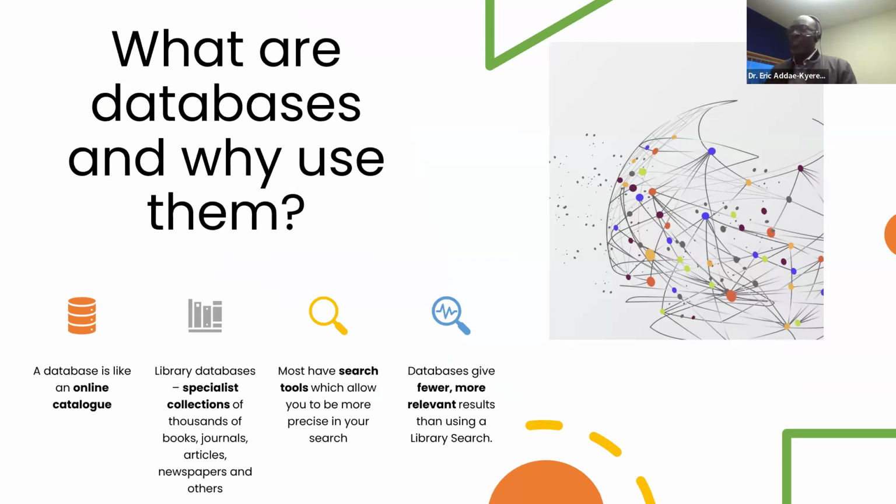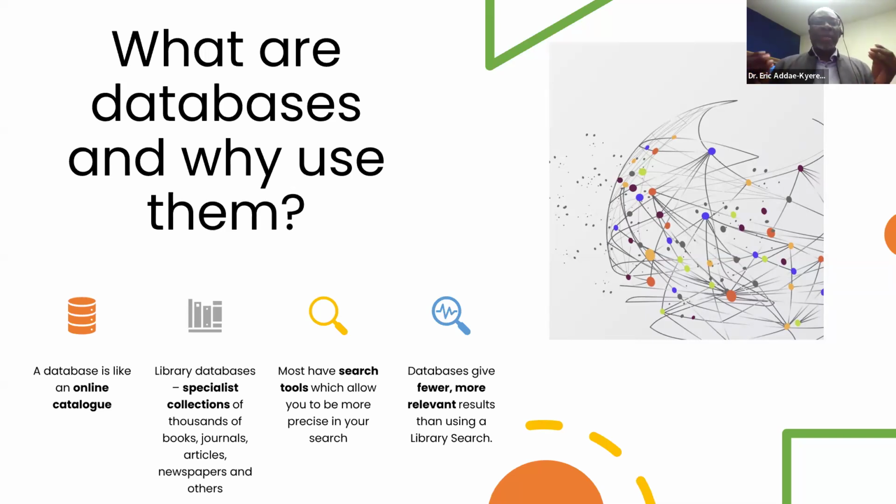So apart from the physical books that you can find on the shelves, you will be accessing an online repository or an online database, which is like a catalog, which has lots and lots of information in it. And your library database will have specialist collections that will have thousands of book journals. It'll have ebooks, it'll have articles, it'll have newspapers, it'll have some artwork, you name it. It'll have lots and lots of information on there.